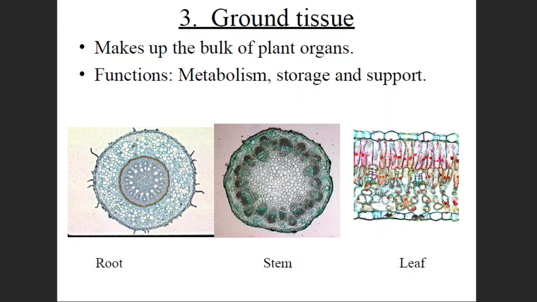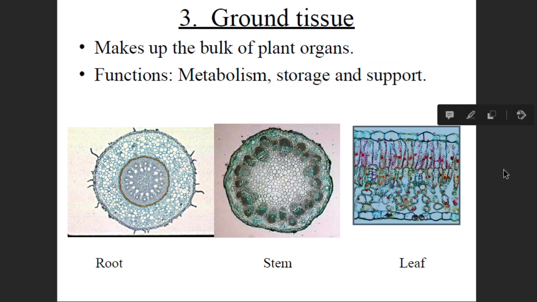Next is the ground tissue. So the space after the epidermis and the vascular tissue, the major part of the plant is covered by the ground tissues. It makes up the bulk of the plant organ. Its function is, it is employed in metabolism, in storage, and also in the support of that particular plant.